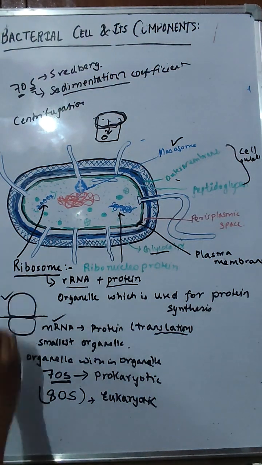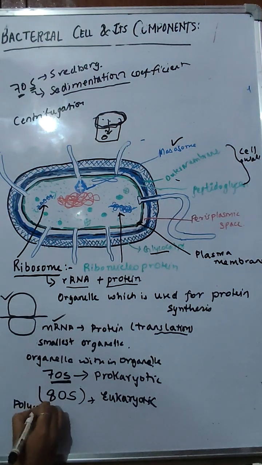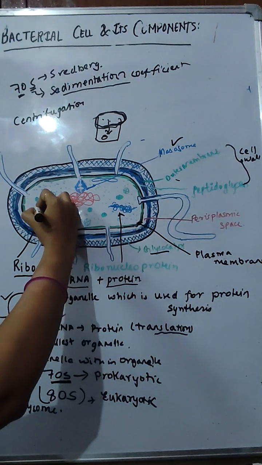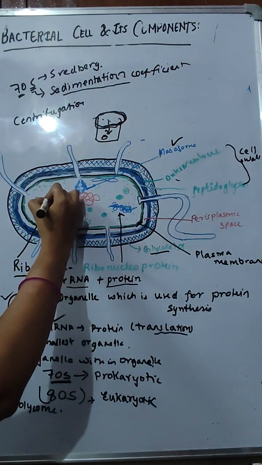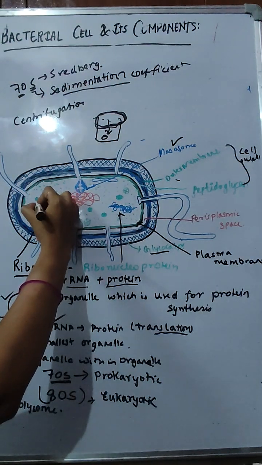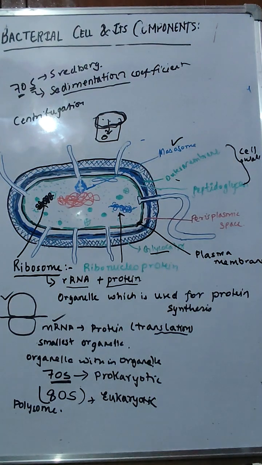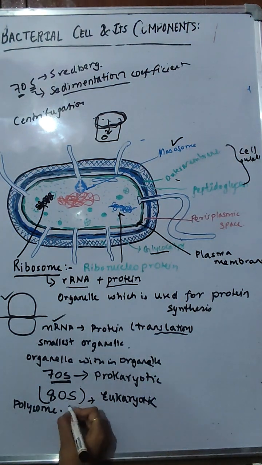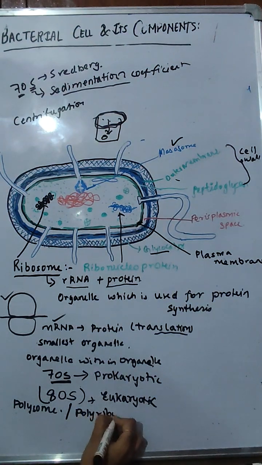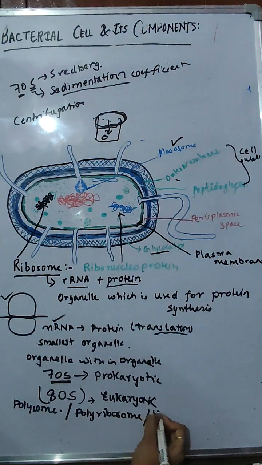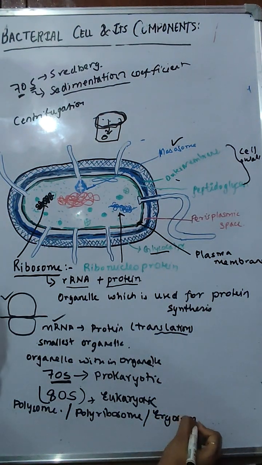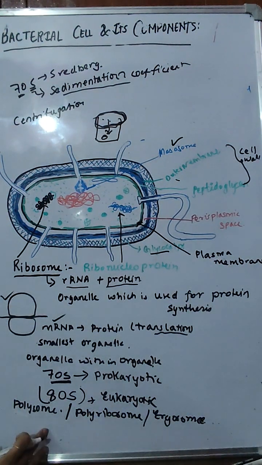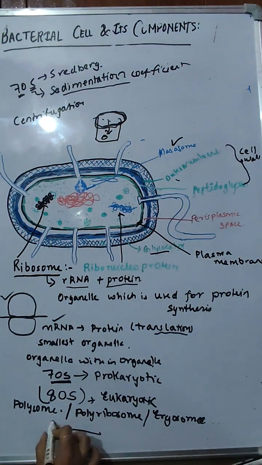One more thing, it is also known as polysome. When 4 to 5 ribosomes are present in a group on a single mRNA, it is known as polysome, polyribosome, or ergosome. All three names are synonymous, and they all mean that there are 4 to 5 ribosomes present on a single mRNA strand like this. So this is polysome or polyribosome.